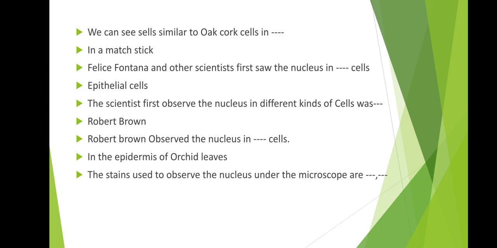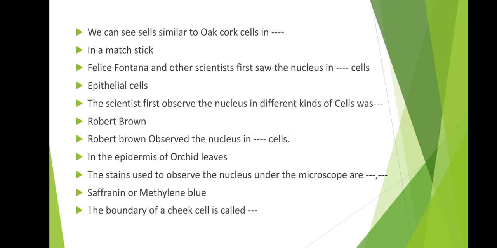The stains used to observe the nucleus under the microscope are safranin or methylene blue. We have to use some stains to clearly observe some parts of the cell. If we use safranin, it appears in pink color. If we use methylene blue, it is in blue color.